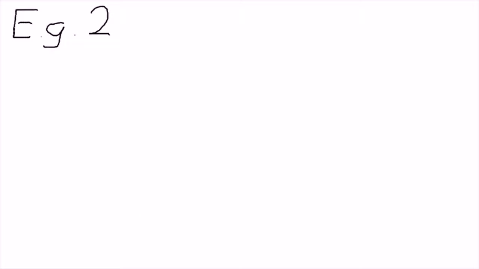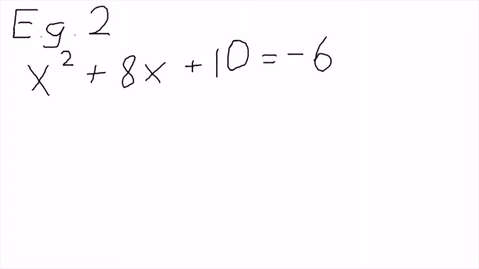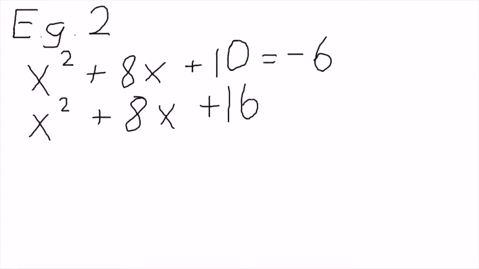Example 2. So you are given the expression x squared plus 8x plus 10 equals minus 6. So what you have to do to solve this equation is first add 6 to both sides to make the right hand side equal to 0. So you get x squared plus 8x plus 16, as you have added 6 to 10, equals 0. To solve this quadratic equation, you have to find two factors of 16 that add up to 8. These two factors are 4 and 4.